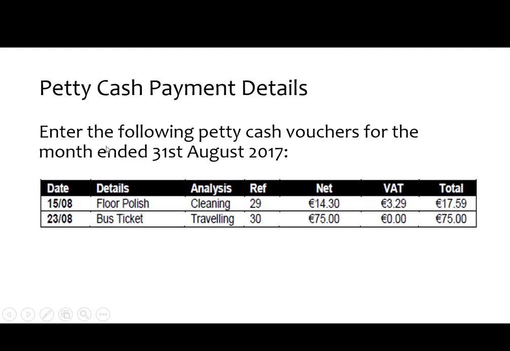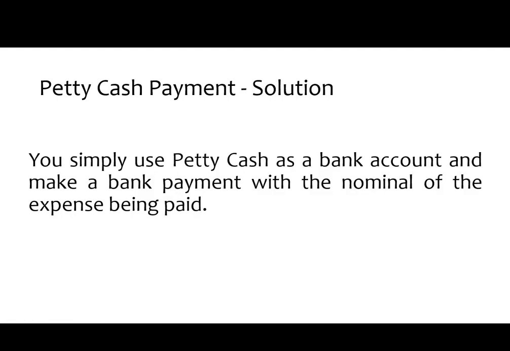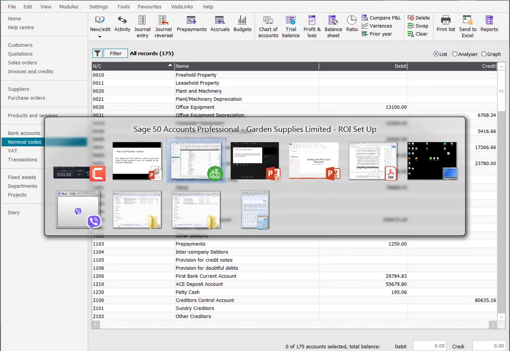So that's exactly what we're going to do here. For example, enter the following petty cash vouchers for the month ended the 31st of August 2017. We had floor polish and a bus ticket, under the analysis of cleaning and travelling, with reference voucher numbers 29 and 30. One of them included VAT and the other didn't. What would you do? Well, it's really straightforward. You simply use petty cash as a bank account, and you make a bank payment with the nominal of the expense being paid. So let's crack over and have a look at that.